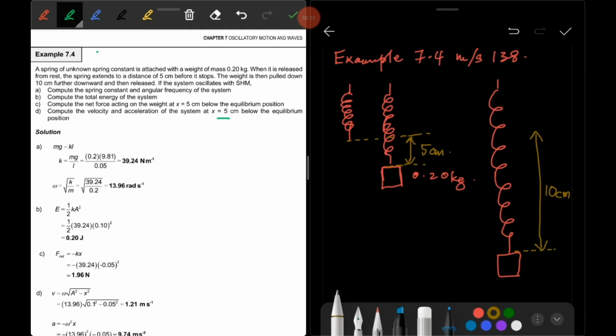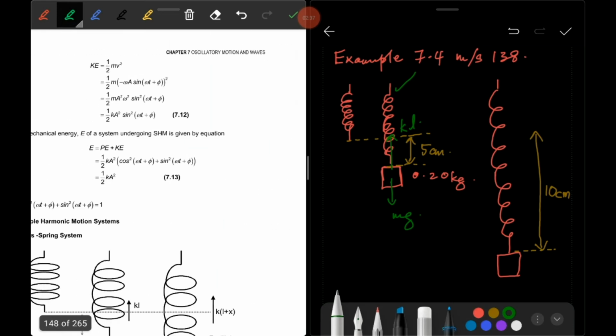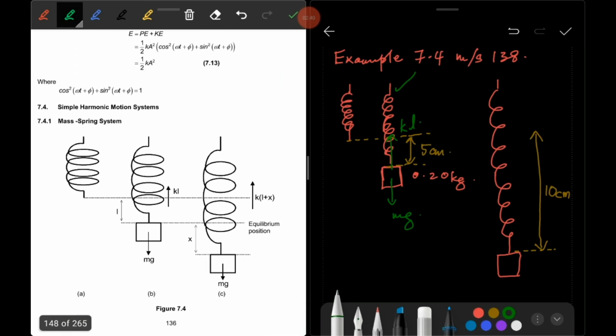This is when the system is in equilibrium, this part. This is the spring when there is no load attached at the end of the spring. So look at this part. This is mg, and this is kl. Remember this one? Look at this figure. This is mg, and this is kl.